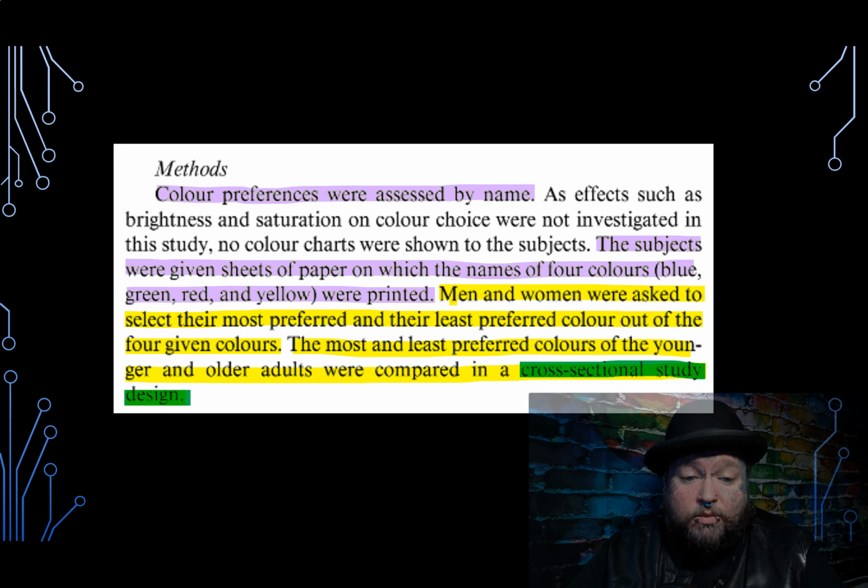So then men and women were asked to select their most preferred and their least preferred colors out of the 4 given. The most and least preferred colors of the younger and older adults were compared in a cross-sectional study.